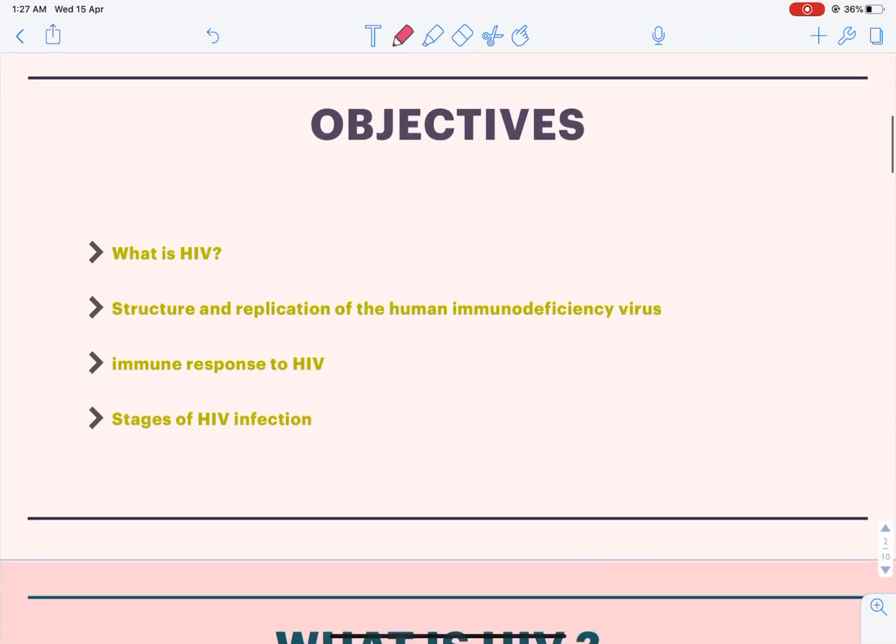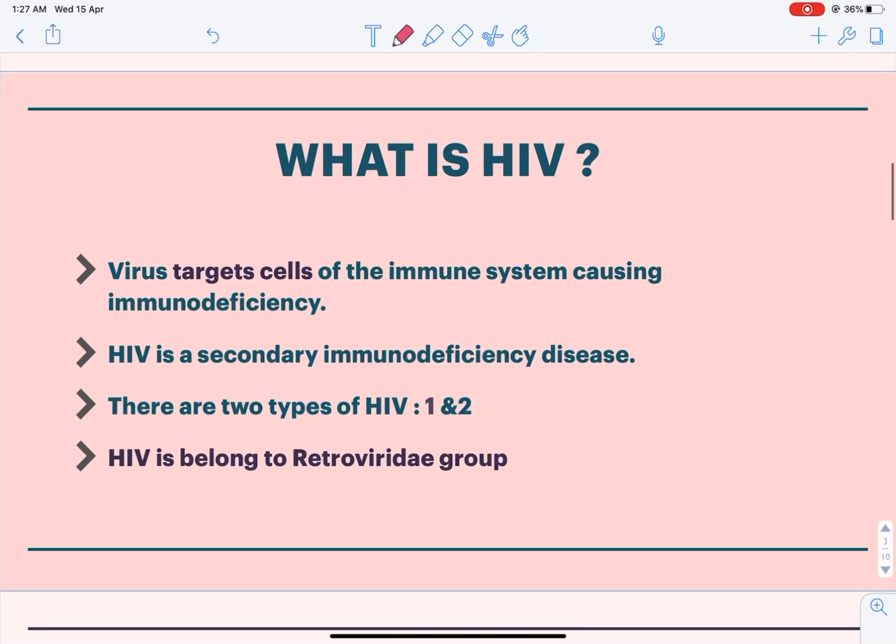First of all, to understand the immune response in HIV, we should understand what HIV is. Human immunodeficiency virus is a virus that targets the cells of the immune system and causes immunodeficiency, and we will discuss this in detail. We have primary and secondary immunodeficiency diseases, and HIV is a secondary immunodeficiency disease because it is not inherited, but we get it from other infected people, either by breastfeeding, during childbirth, or from sexual transmission, which is the most common.